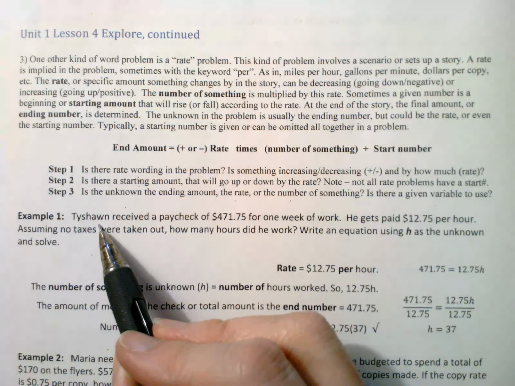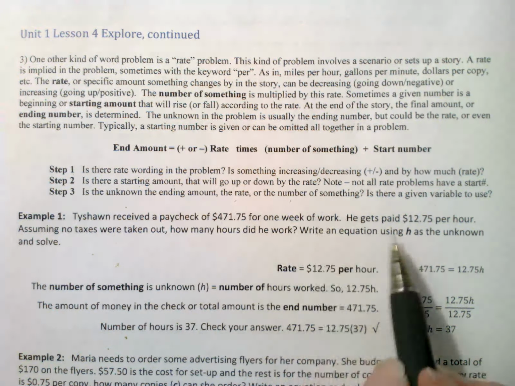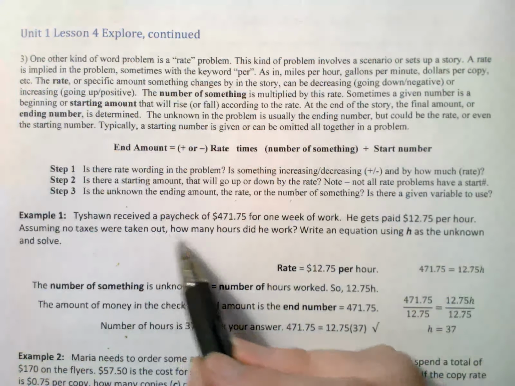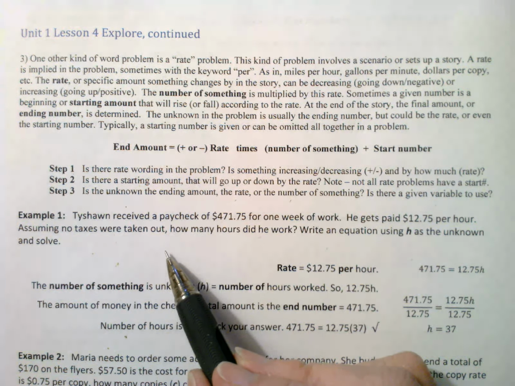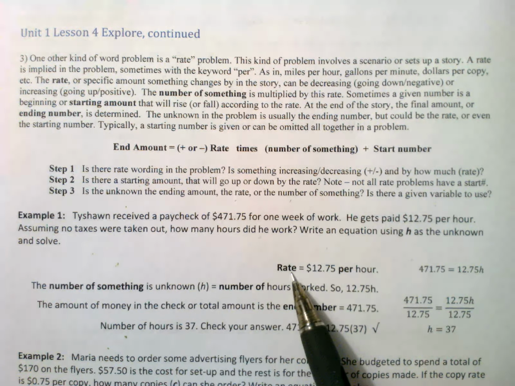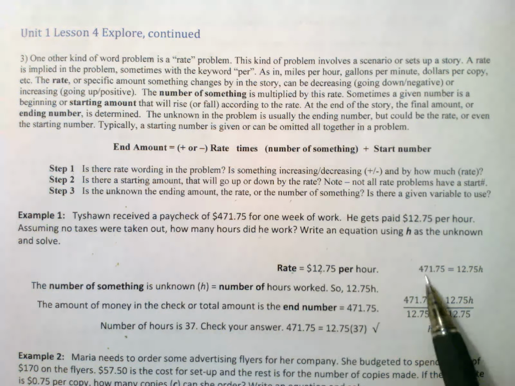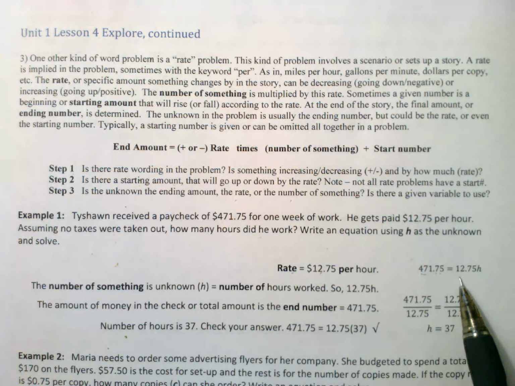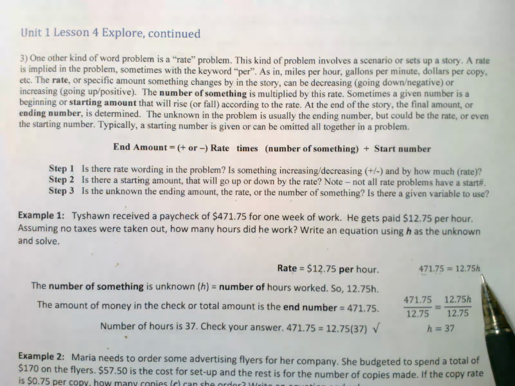Okay. So example, Tyshawn received a paycheck for this total amount for 1 week of work. He gets paid this much per hour. Assuming no taxes out, how many hours did he work? Write an equation that has H for the unknown and solve. So the rate is $12.75 per hour. The total paycheck was this 471. So the 12.75 is multiplied times whatever the number of hours are.